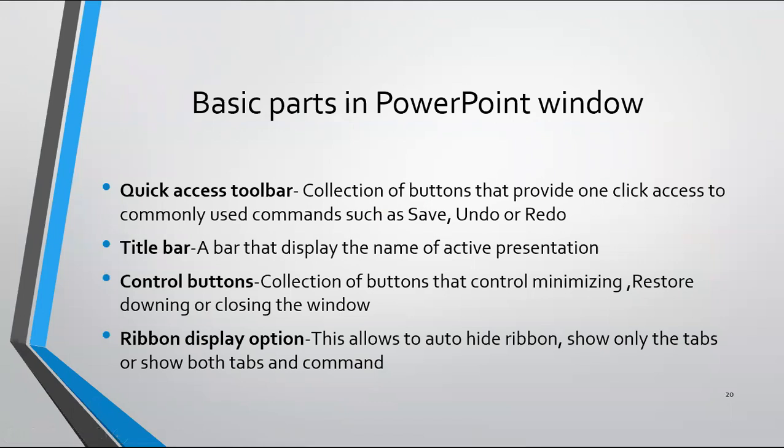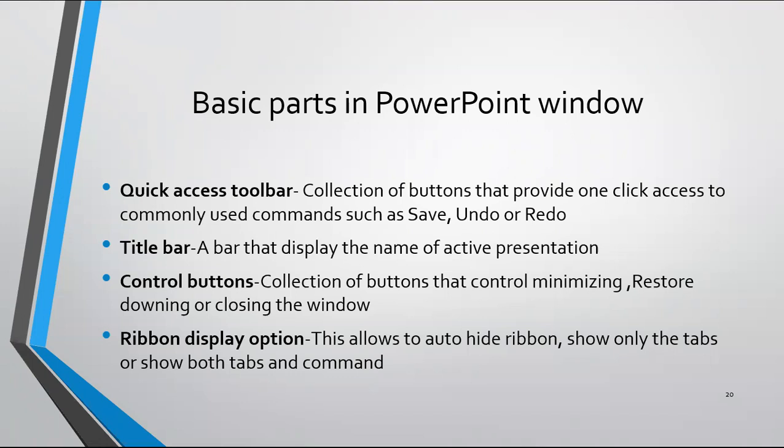Now the basic parts of PowerPoint, and you can see all the things that I have discussed with you. The first one is the quick access toolbar. It's a collection of buttons that provide one-click access to commonly used commands such as save, undo, redo. And the title bar, a bar that displays the name of the active presentation. I told you those things, right? Then the control buttons, a collection of buttons that control minimizing, restoring down, and closing the window, right?